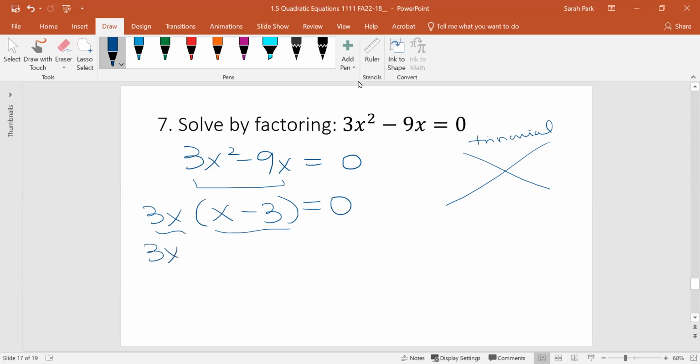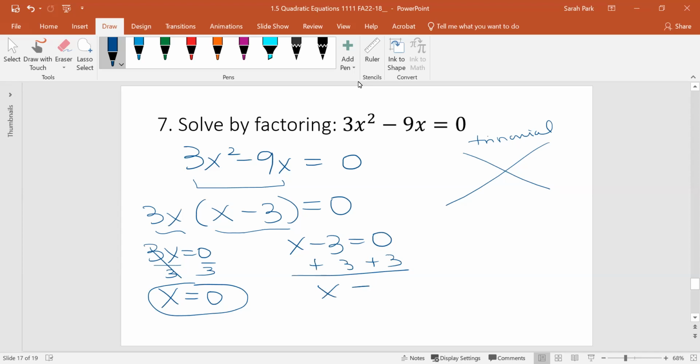So you set 3x equal to 0 and then x minus 3 equal to 0. For this factor we divide by 3, and 0 divided by 3 is 0, so we have x equals 0. And then here we add 3 to both sides, so x is equal to 3. So we have two solutions, 0 and 3.